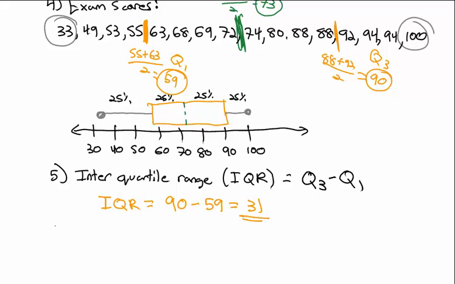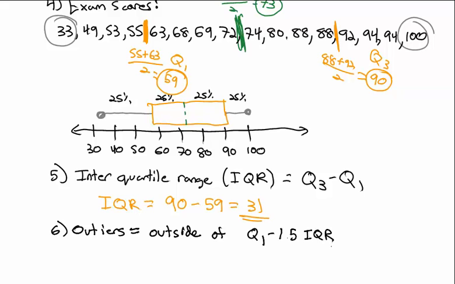And the nice part about the interquartile range is it gives us one way to find these outliers. The outliers will be outside of Q1, the left side, minus 1.5 times the IQR, or Q3 plus 1.5 times the IQR.